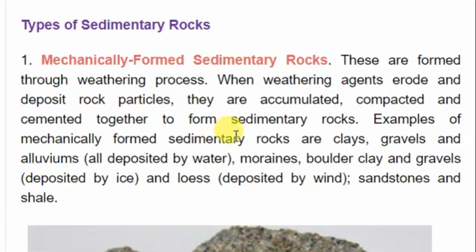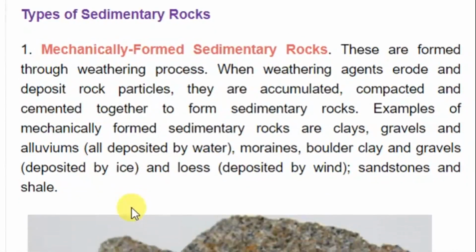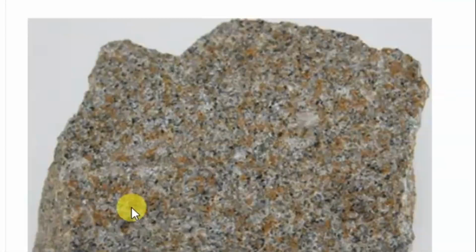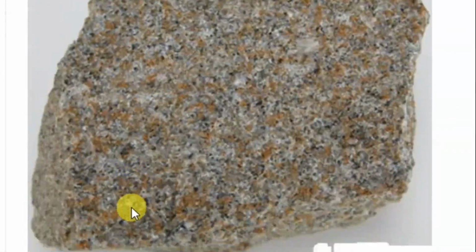Examples of mechanically formed sedimentary rocks are clays. You can see that clays are potter's soil. Gravels, that is pebbles, and alluvium, all deposited by water. Clays, gravels and alluvium all come from water transferring them to different areas. We have moraines, boulders, clays and gravel deposited by ice, and loess deposited by wind, sandstorms and shale. So we have different categories of sedimentary rocks, but these are some of the examples.